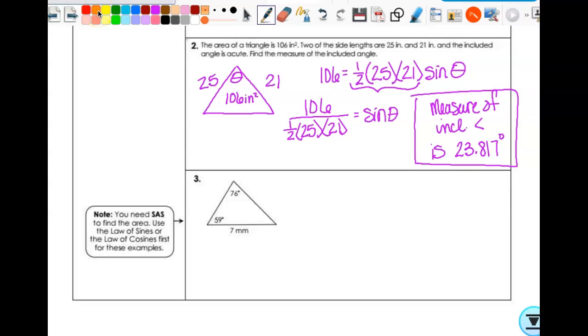So we have to have side angle side to do what we've been doing. We don't have side angle side here. But I have enough information that I can find something to get me side angle side. If I have this 76 and it's across from 7, 59 can allow me to find this angle. Would you agree with that? How do I find that? Using what?